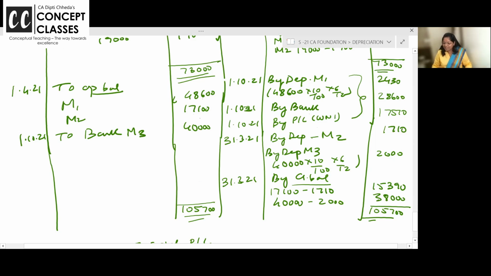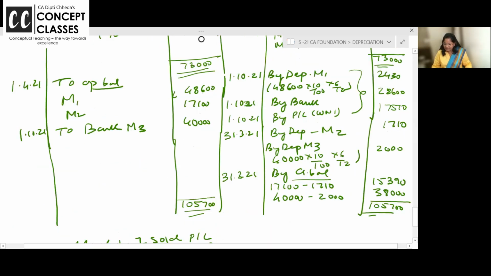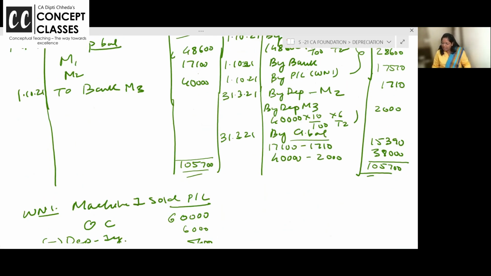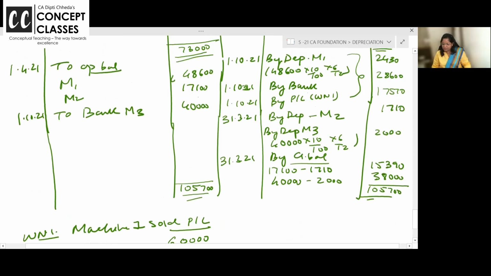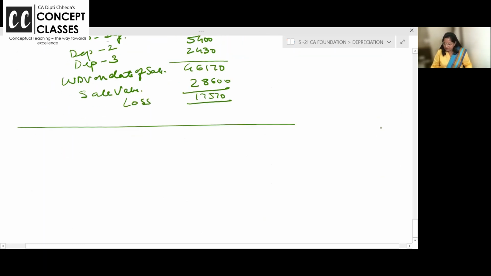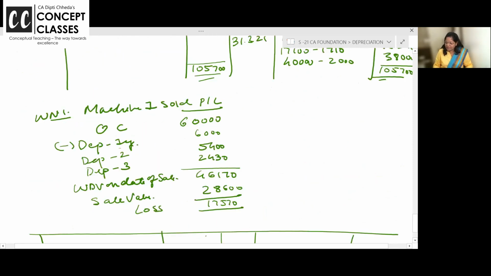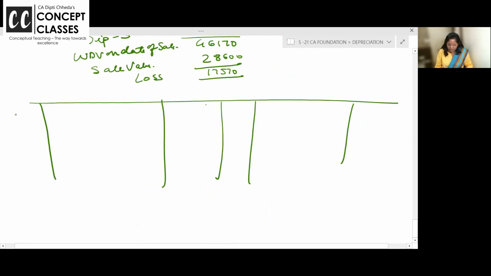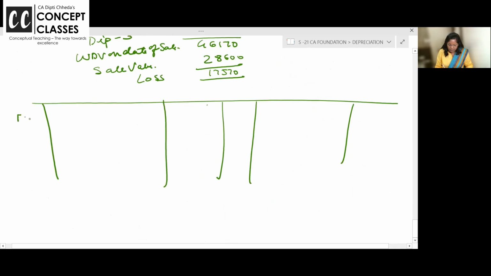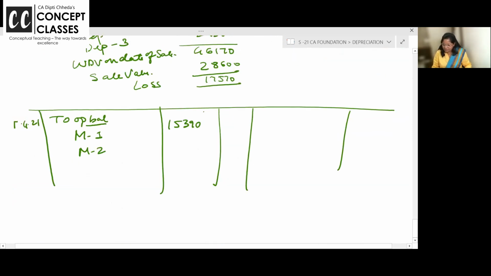Let us do for one more year. See how many years are over: first year, second year, third year, and now they have asked for one more year. And how many machines are you left with? 2 machines. So let us make the same machinery account for the 4th year. This time opening WDV will be on 1/4/21. Opening balance: machine 1, 15,390. Machine 2 is how much? 38,000. And now no machine is going out and nothing else is there.